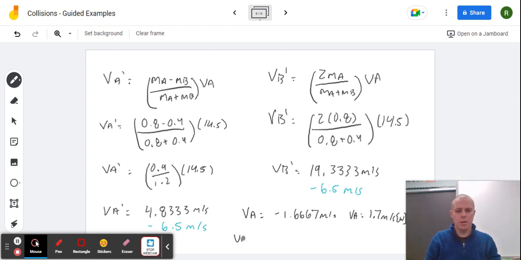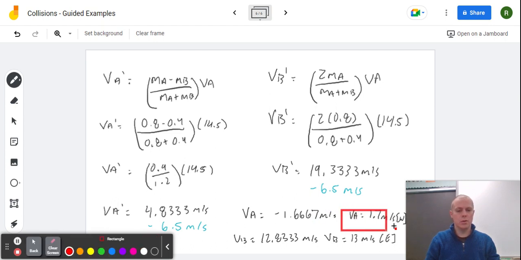Okay. And then VB, 19.333 minus 6.5 gives us 12.833 meters per second. Or we can say simply VB is 13 meters per second east, because it was positive. So positive is going to be east, and negative is west.